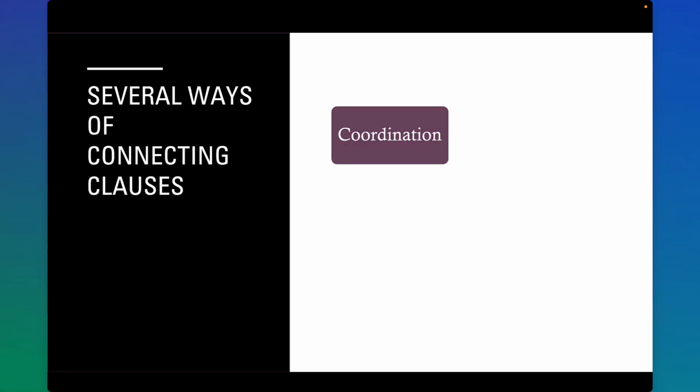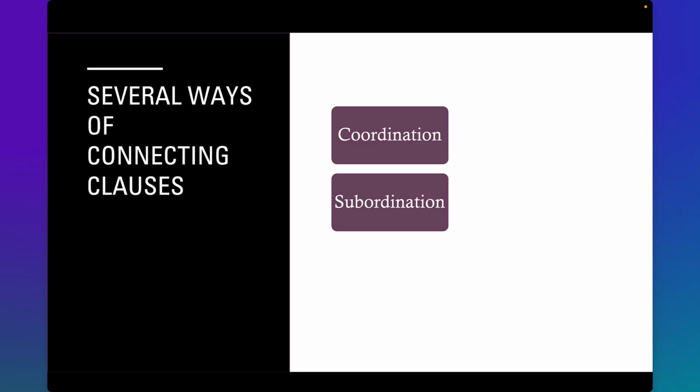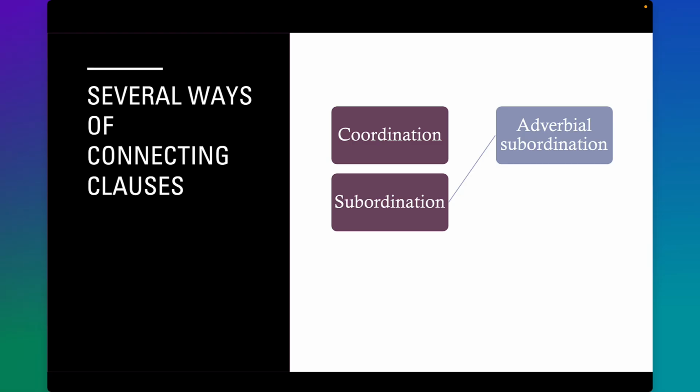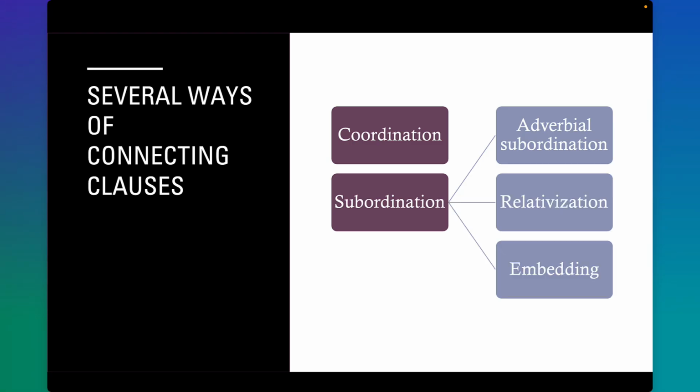There are 2 broad ways in which 2 or more clauses can be connected into one sentence. The first one is coordination, which we will address in a different lecture. And the second one is subordination, the subject of this lecture. Clauses can be subordinated in 3 different ways: adverbial subordination, relativization, and embedding. We will discuss each of these types of subordination in turn. But first, let's define subordination.